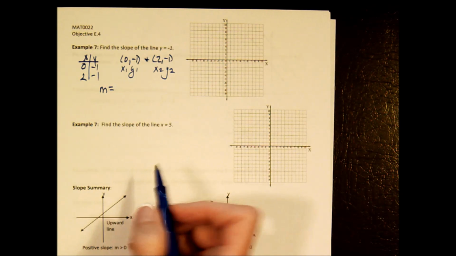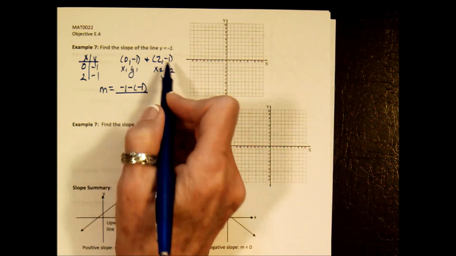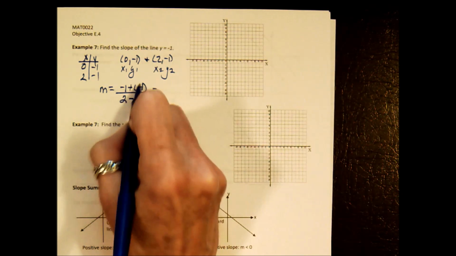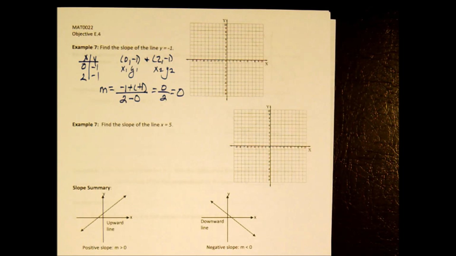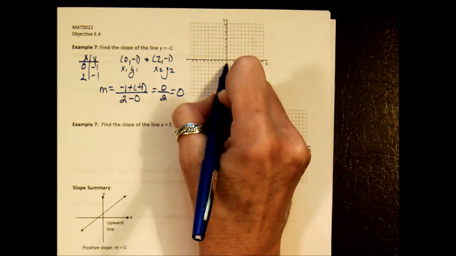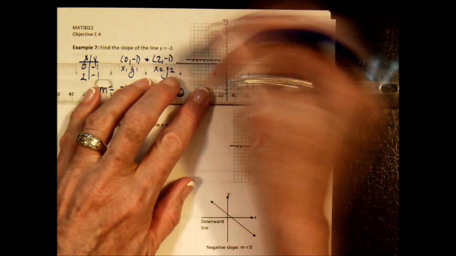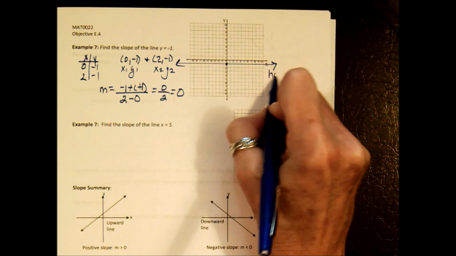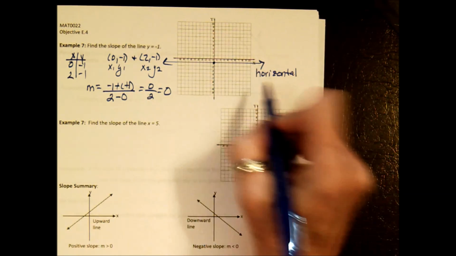I label them x1, y1, x2, y2, and I fill in my slope formula. So it's y2 minus y1 over x2 minus x1. This is a 0, this is a 2, and I know that 0 divided by any number is just 0. The line, if I graphed it, is a horizontal line that goes through the point y = -1. So this is a horizontal line, and its slope is 0.